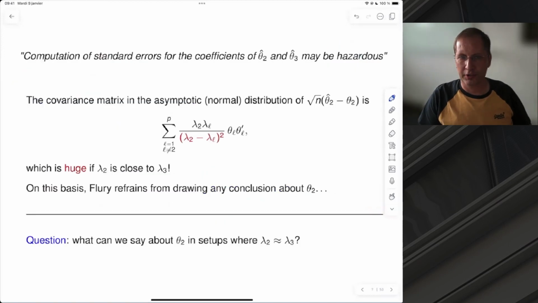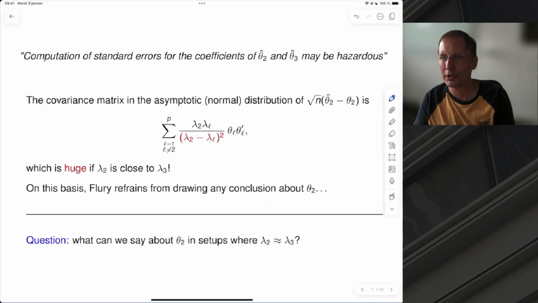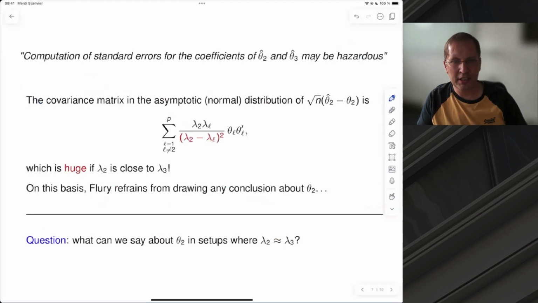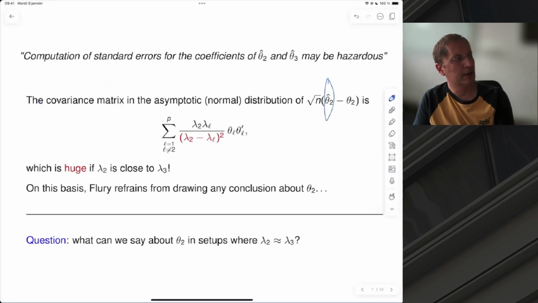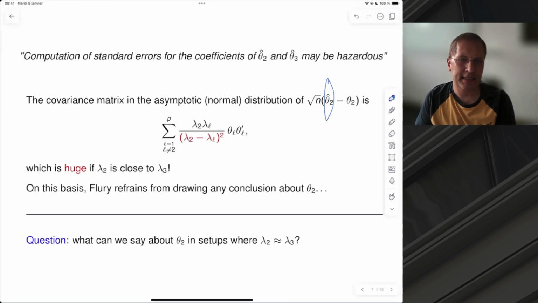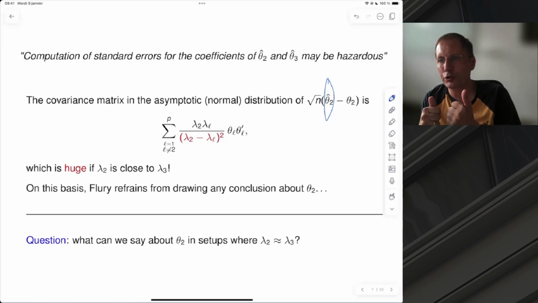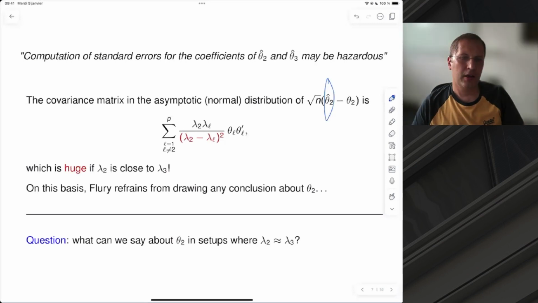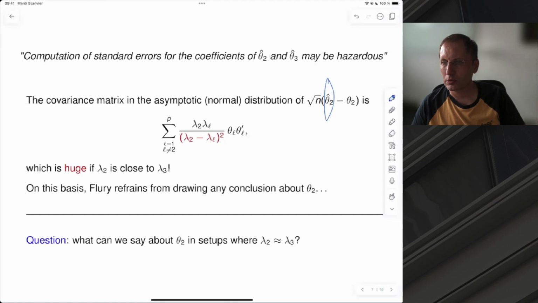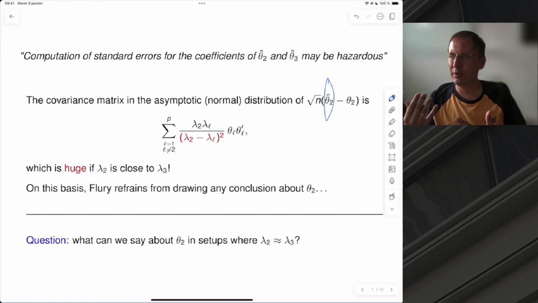If you open a book about multivariate statistics, classical books such as the Anderson book on multivariate statistics, you will find that theta 2 hat, the second principal eigenvector, has a well-known asymptotic distribution. It's root n consistent, it's asymptotically normal, as usual. But then you have the covariance matrix that you see in the middle of the slide. And what you can see there is this red factor. If we have an eigenvalue lambda L which is close to lambda 2, which is exactly what we have in our setup, in this case it was lambda 3, well, if lambda 3 is close to lambda 2, you will divide by something which is close to 0. Right? Meaning that this asymptotic covariance matrix will be very large.